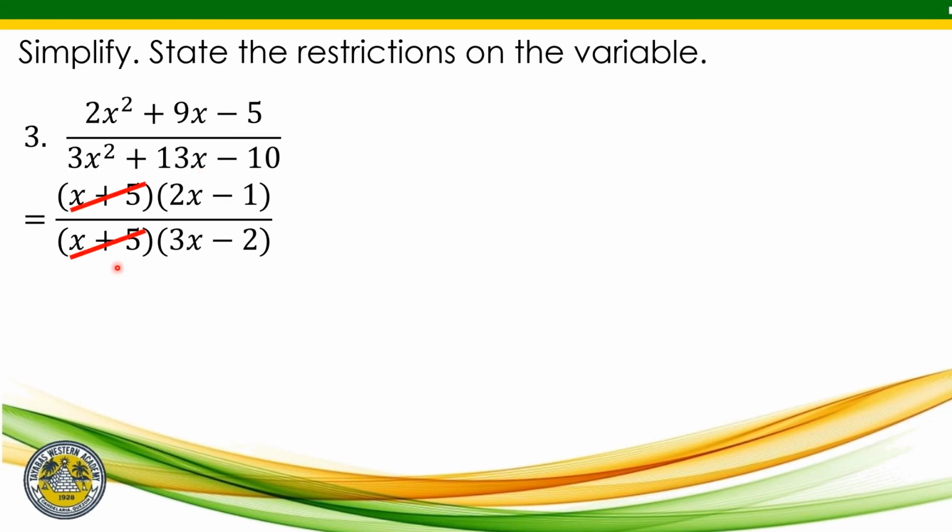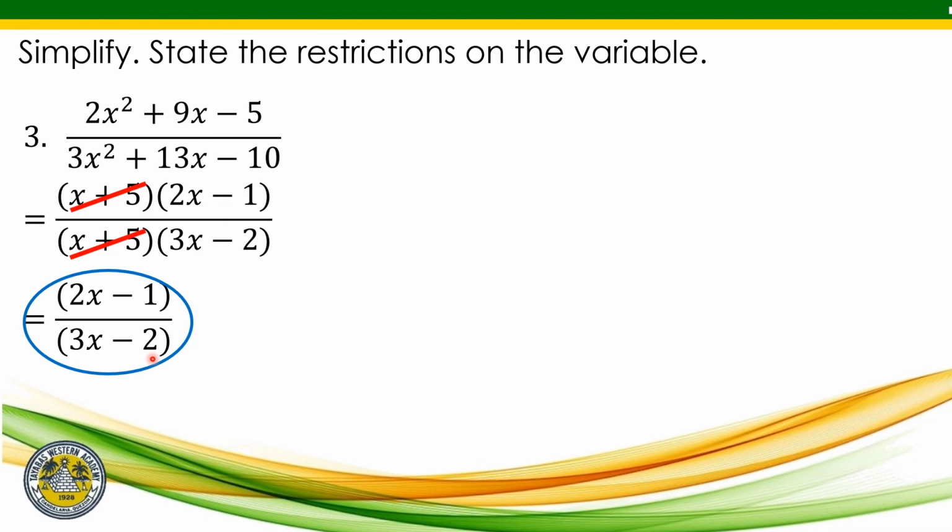So, dahil may nakita tayong parehas sa numerator and denominator, cancel lang natin yun. Okay? Then, kung ano yung natira, kokopyahin lang natin kasi wala naman silang common. So, meron tayong 2x minus 1 over 3x minus 2. Yan na yung ating final answer. Okay lang na walang parenthesis. Okay? So, ang final answer natin, yun yung ating simplified form. Yun yung sa ating isang instruction na simplified.